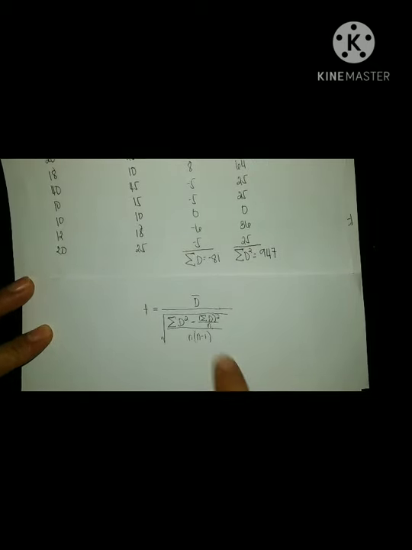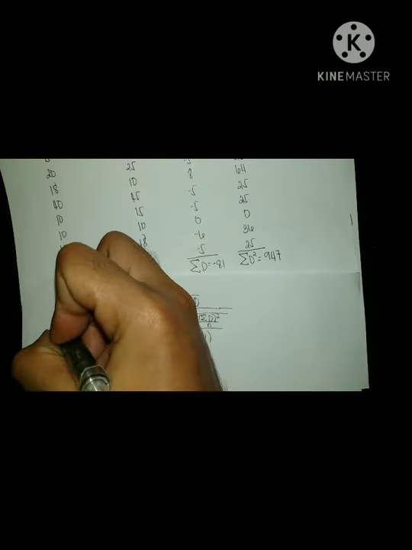So t is equal to the mean of the difference of the pre-test and the post-test. That will be d bar, so let us get the mean. The summation of d divided by n, so negative 81 divided by n, which is 20. So our d bar is equal to negative 4.05.